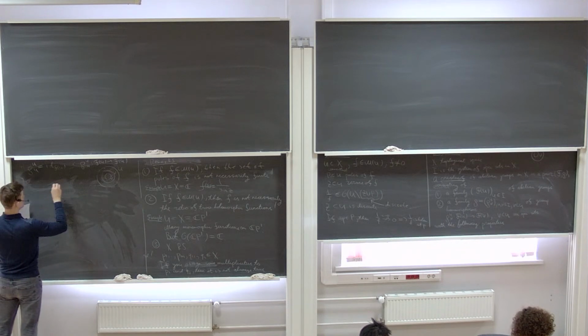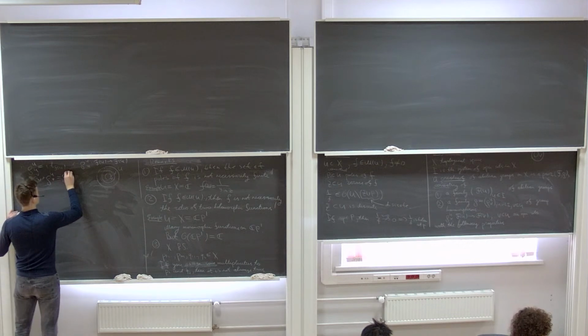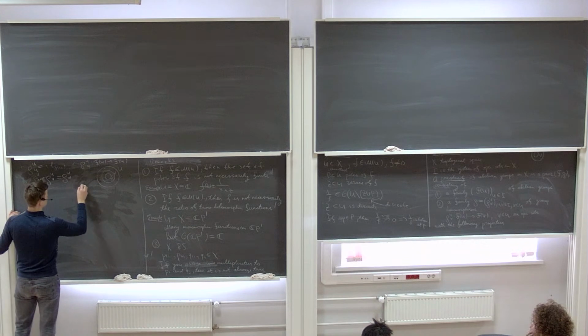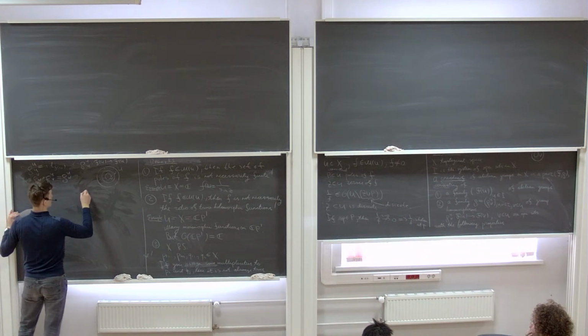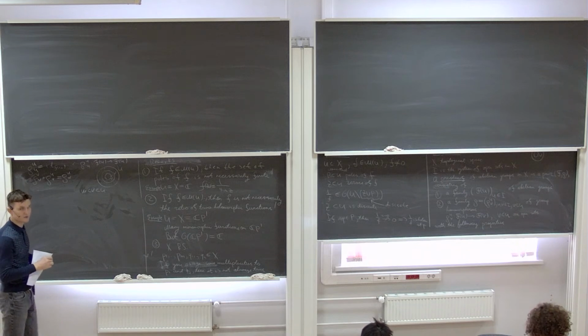So rho UV composed with rho VW should be equal to rho UW, where we have W inside V, inside U. So this is the definition.